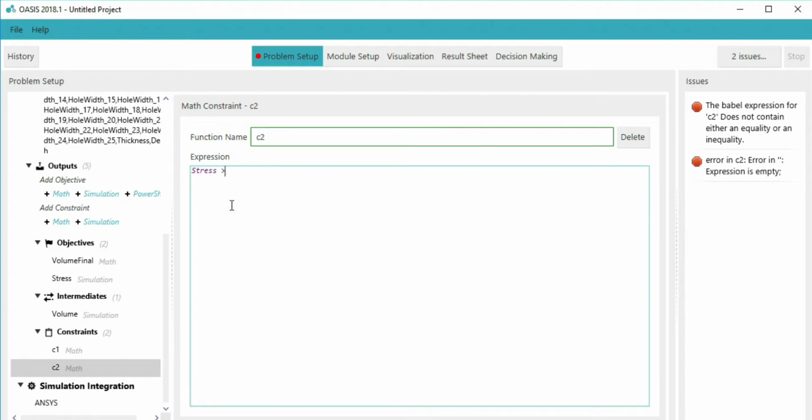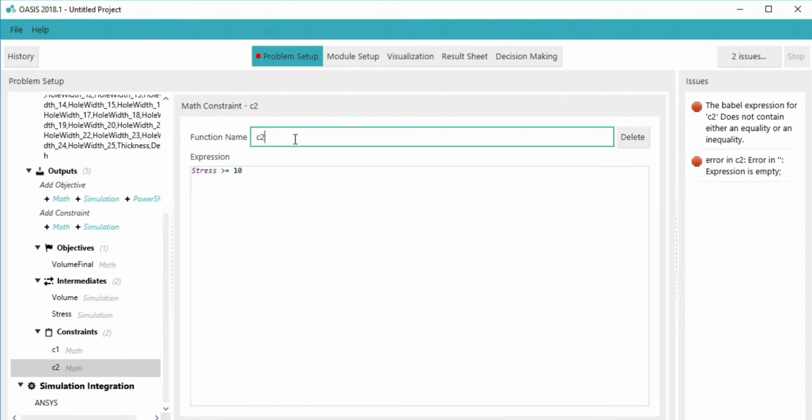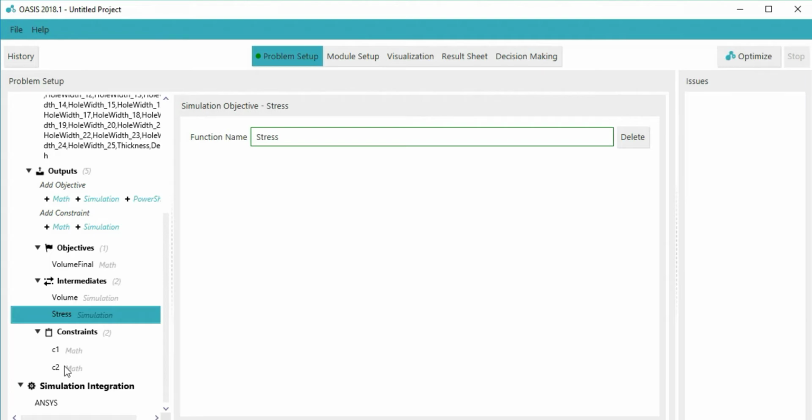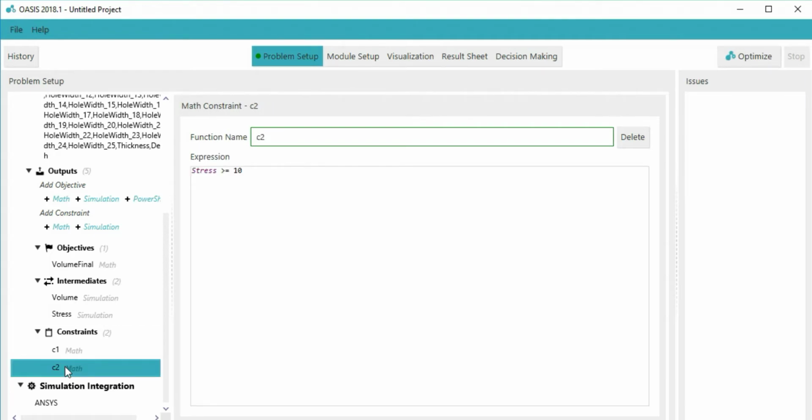The OASIS optimization kernel's intelligent sampling strategy will direct sampling towards designs that satisfy constraints rather than relying on random sampling. This will save a lot of time because the stress constraint is dependent on the buckling simulation results, so reducing the number of designs that fail it will minimize the time spent simulating infeasible designs. And now you're ready to start optimizing.